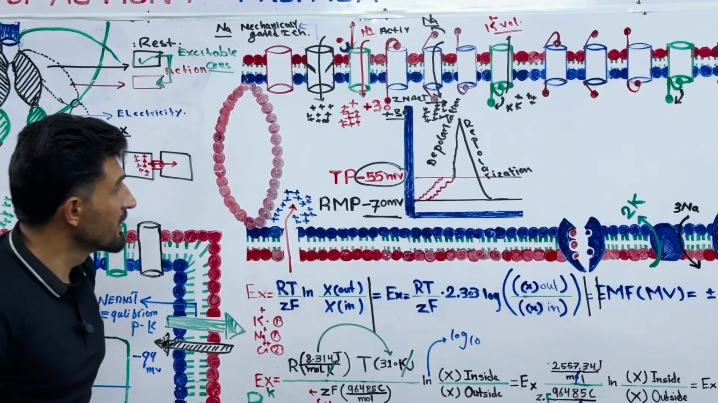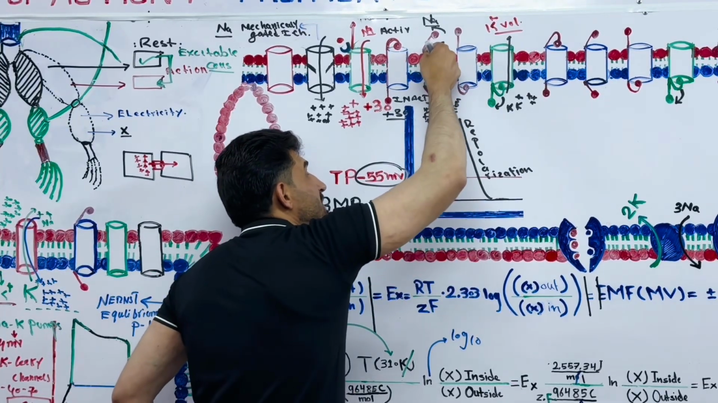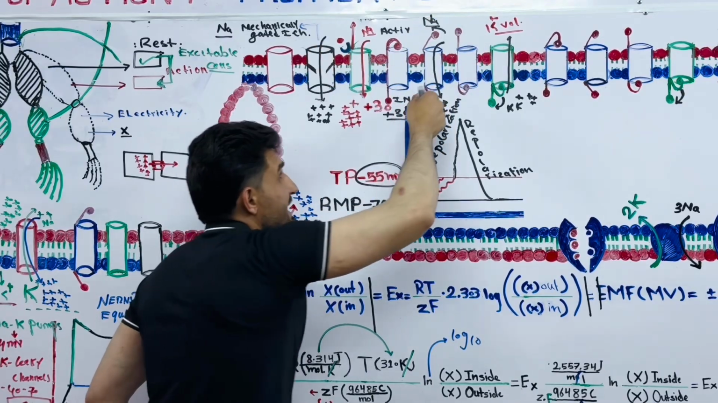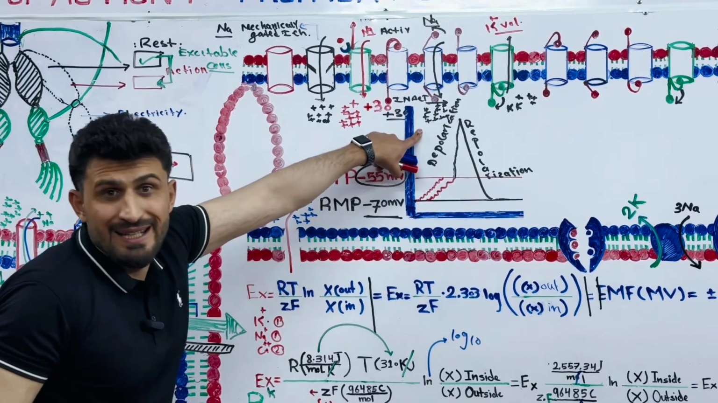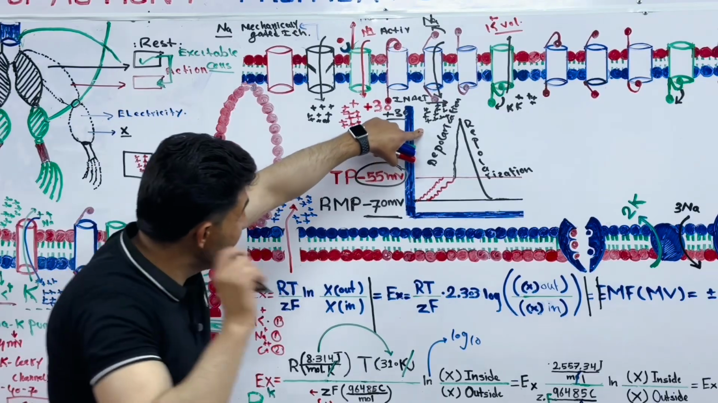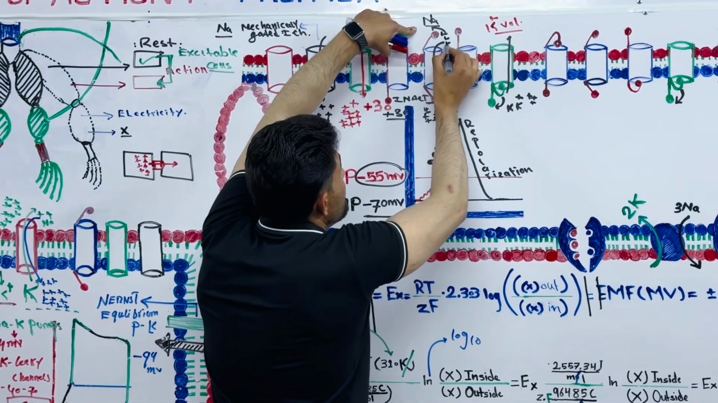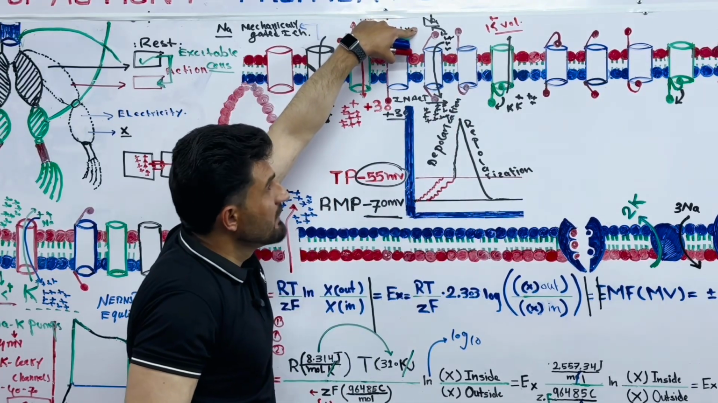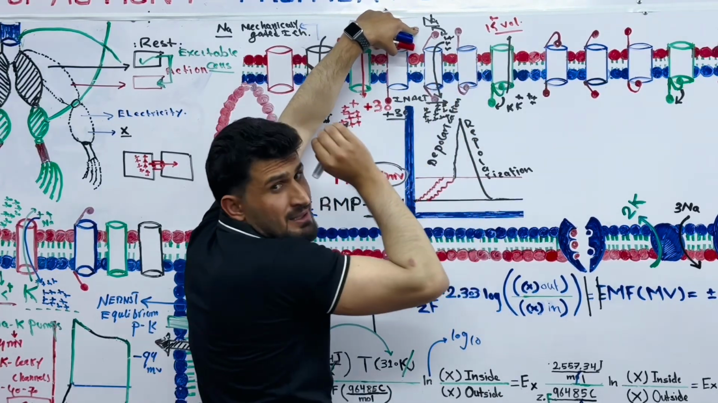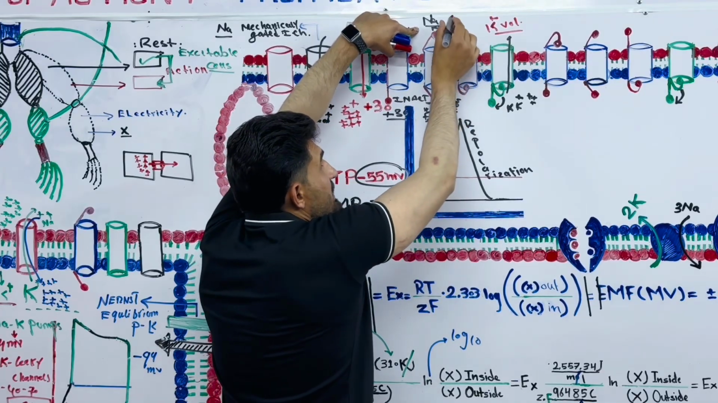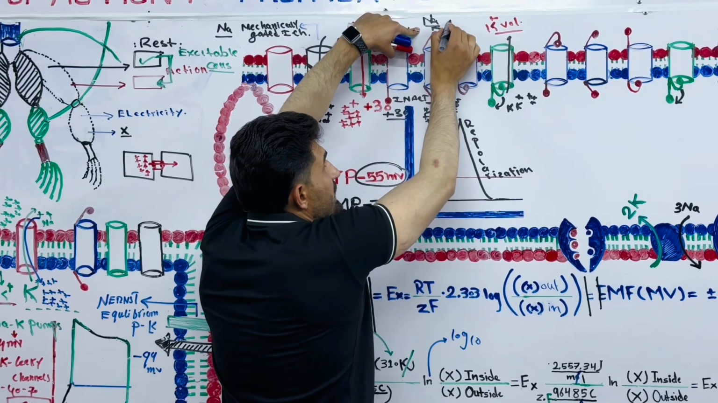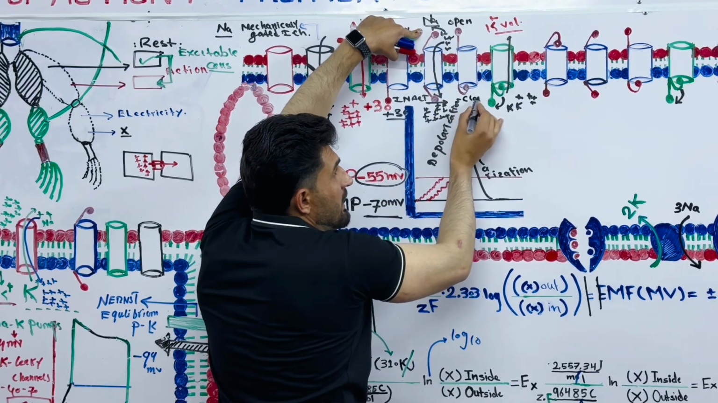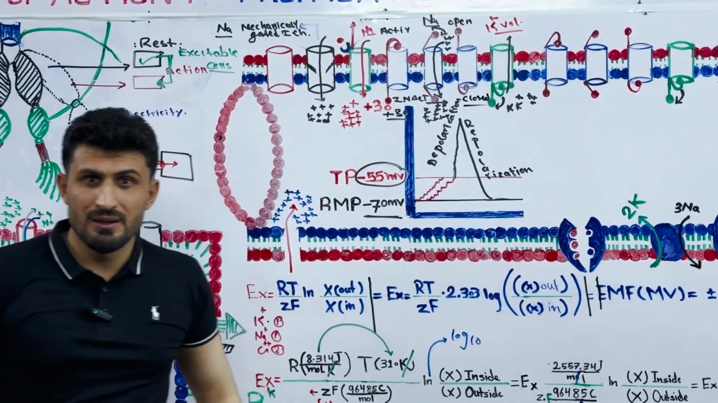Now during this state, the activation gate wants to be open, and the inactivation gate wants to be closed. At this exact point, a lot of positive charges, or sodium, enter from high concentration gradient to low concentration gradient. Now, within milliseconds, the activation gate is completely open, and the inactivation gate is completely closed. Got it?